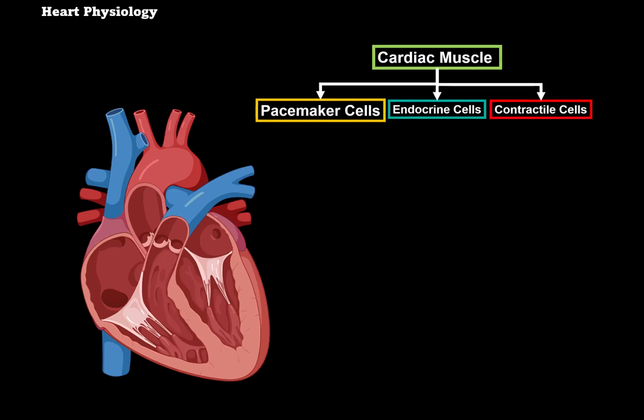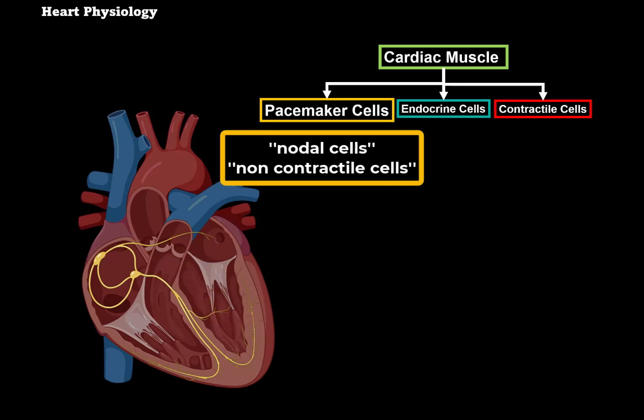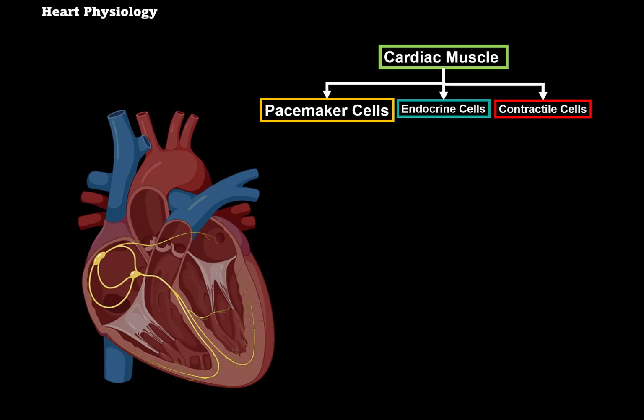Now, pacemaker cells. Pacemaker cells are cells located within the conductive system of the heart. So we can also call them nodal cells or non-contractile cells. These are the ones that generate automaticity. So these are the ones that can spontaneously depolarize and generate an action potential. Now, where can you find these pacemaker cells?